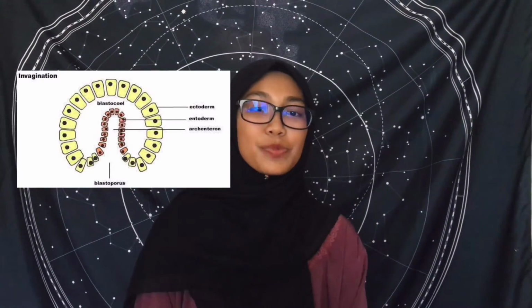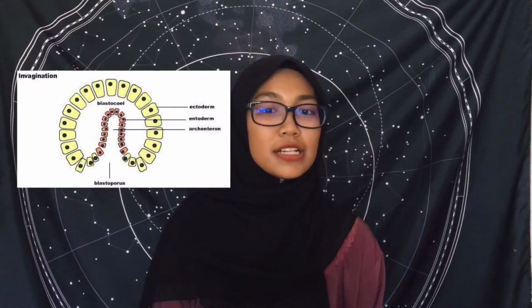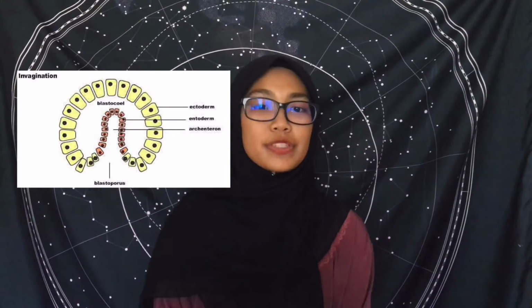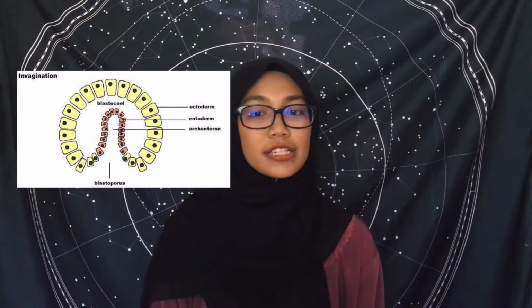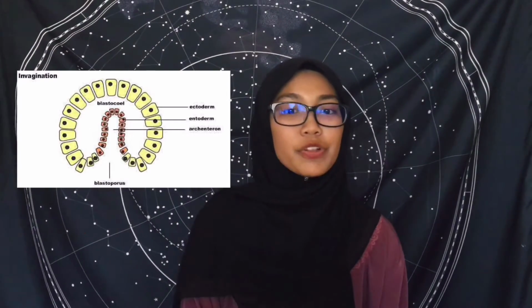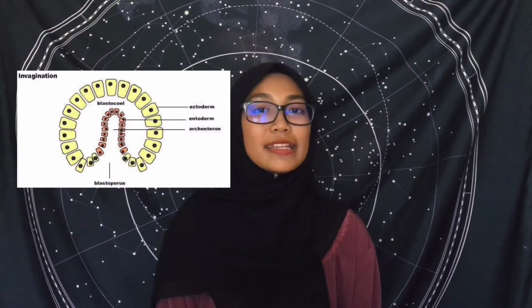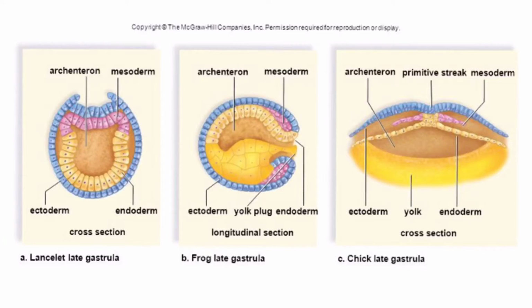The early gastrula stage begins when certain cells begin to invaginate the blastocoel to form two layers of cells, which are the ectoderm and the endoderm. The invagination of cells into the blastocoel will form a blastopore, and in a lancelet, the blastopore will eventually become the anus. Late gastrulation occurs differently in a lancelet, a frog, and a chick.